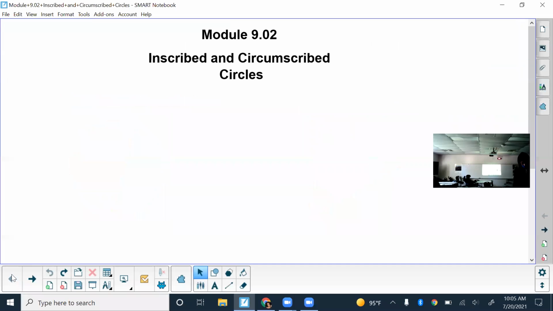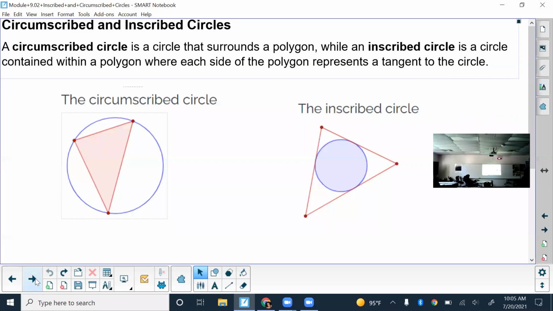Right, but 9.02 is about inscribed and circumscribed circles. And here's the difference between the two. A circumscribed circle surrounds the shape. So it's a circle drawn around the shape, touching all the points on it. Whereas an inscribed circle is a circle within a shape.